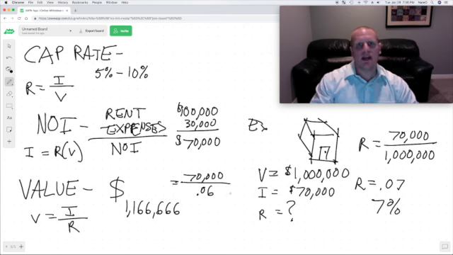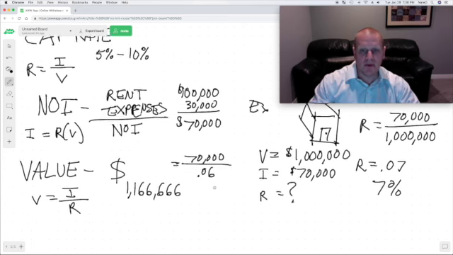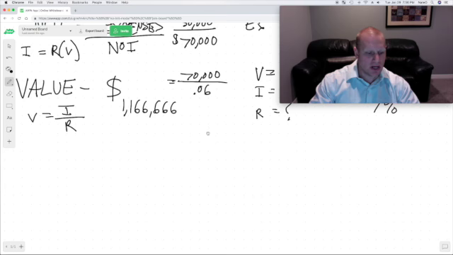And we'll say that we're getting a loan from the bank at 5.5% interest, amortized over 25 years. What's that going to do? You have to pay the bank some of that $70,000 for loaning you some of the money. And also, let's say that you're putting 25% down on this $1 million building, so $250,000, and you're borrowing the remaining $750,000. So let's see what that looks like for what the actual cash on cash return is.